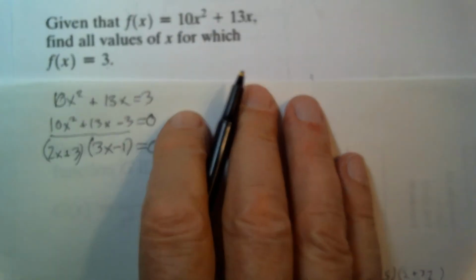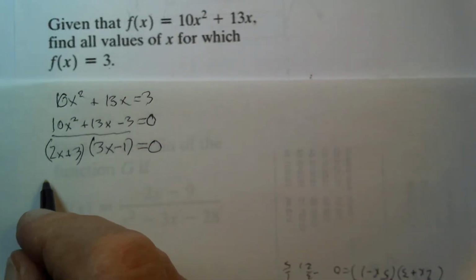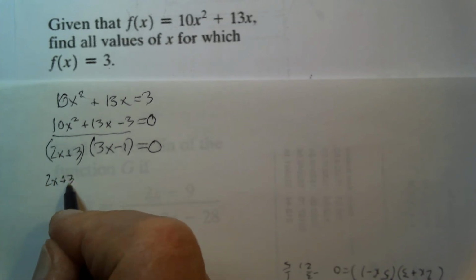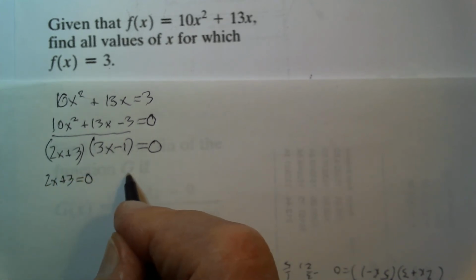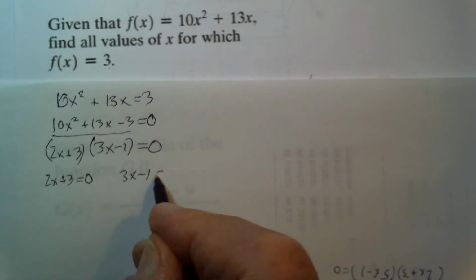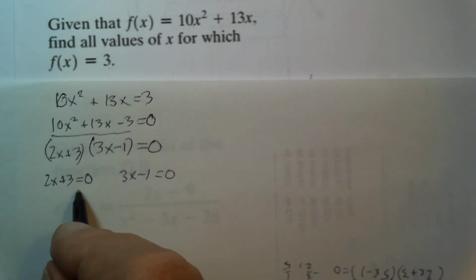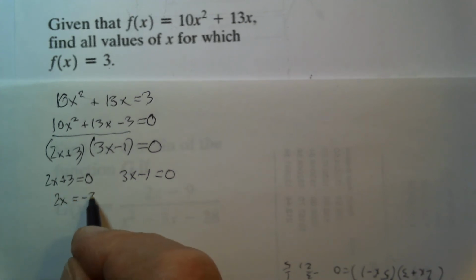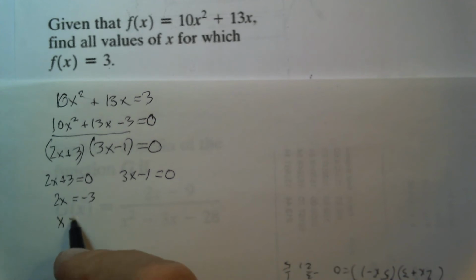Now we set each of the factors equal to 0 and solve for the variable. So factor number 1 is 2x plus 3 equals 0. And the other factor is 3x minus 1 equals 0. So you subtract 3 on both sides. So 2x equals negative 3, divide by 2. So x equals minus 3 halves.